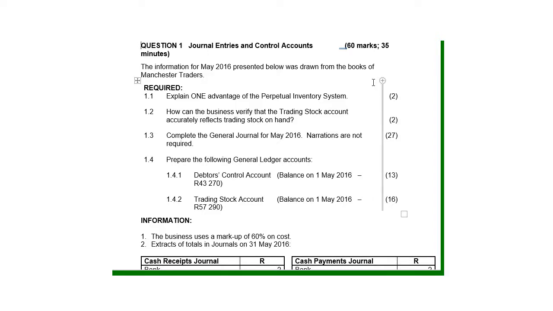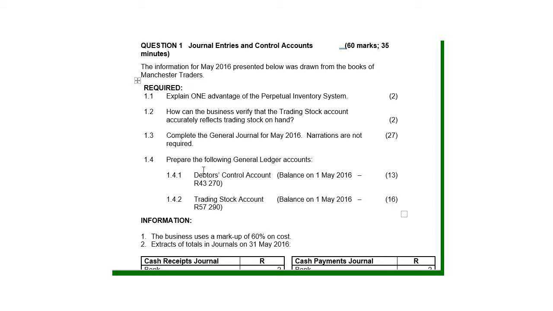Good day. Today we're going to look at journal entries and control accounts. We're going to start off by looking at how to post the journals to the accounts that they request. So we will first do 1.4, which says prepare the following general ledger accounts, debtors control and trading stock accounts.